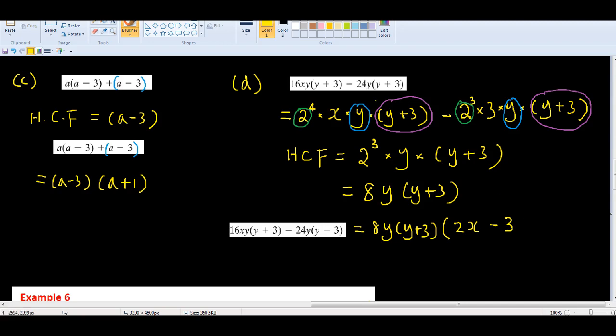And y divided by y is 1. Y plus 3 divided by y plus 3 is 1. So that would be the answer. Okay, so for D, eventually it becomes more difficult, right? Because you need to mix up with the previous concept of taking out common factor with higher power and also with binomial common factor as well.